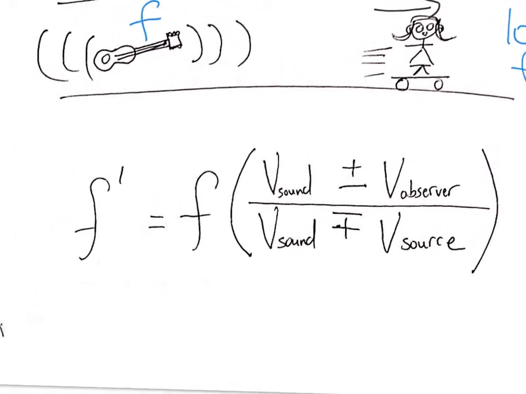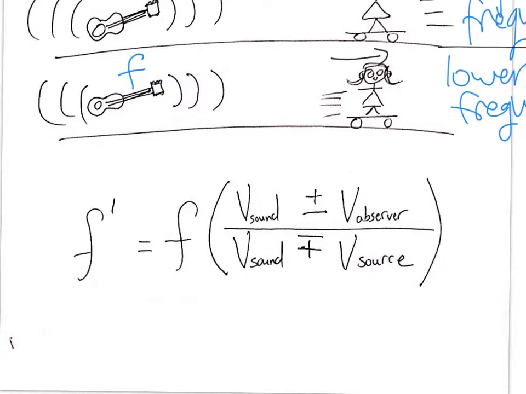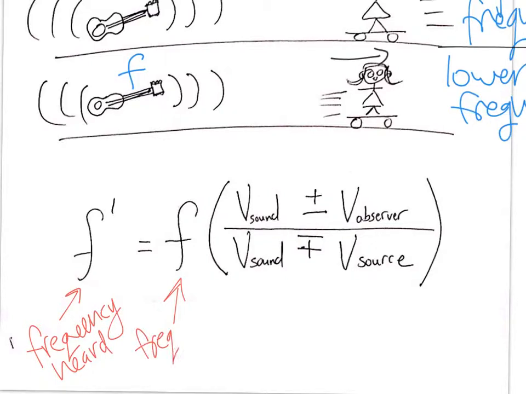So, this formula applies to those four situations. So f prime, this is the frequency heard by listener, and f, this is the normal frequency, so the frequency produced by source of sound. So if you're hearing it, there's some source of sound, and what you hear due to the Doppler effect is going to be different.